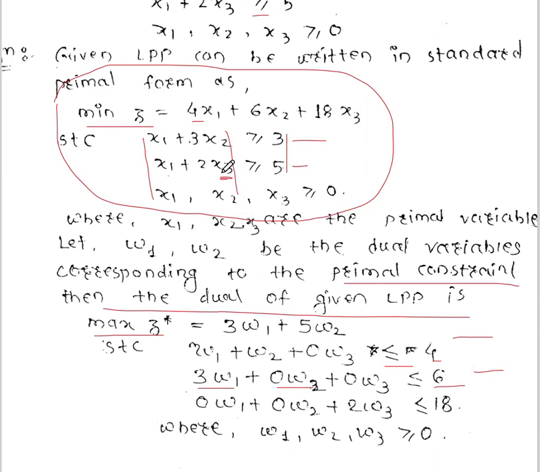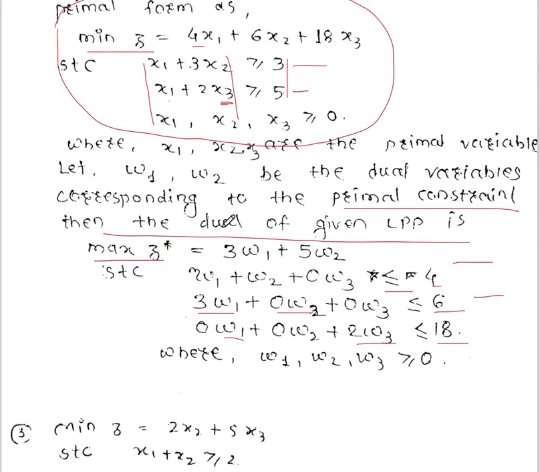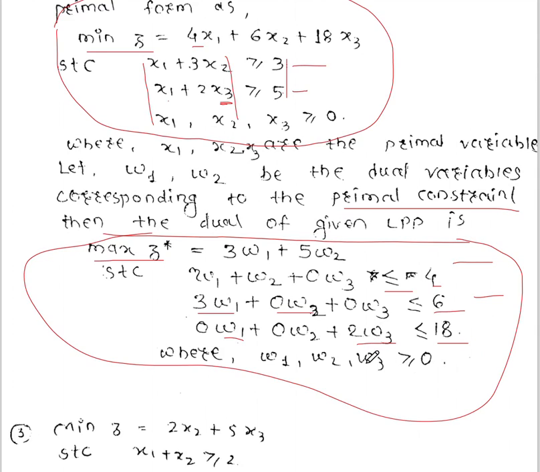Then 0W1 because x3 is absent, plus 0W2, plus 2W3, less than equal to 18, where W1, W2, W3 greater than equal to 0. So this is the dual problem of the given primal problem. So these are the two examples on dual problems.